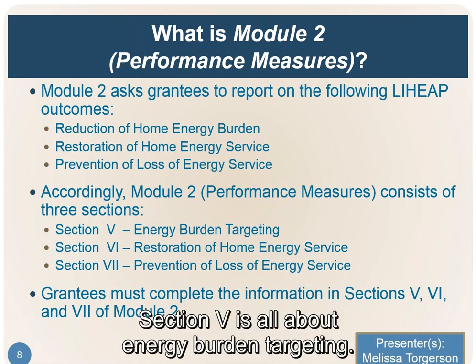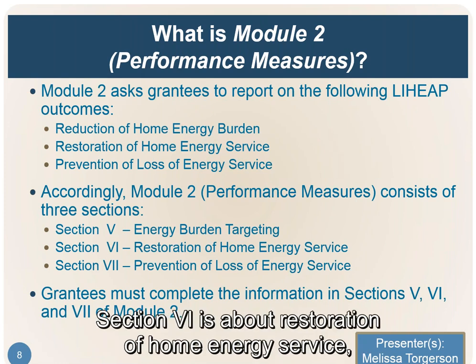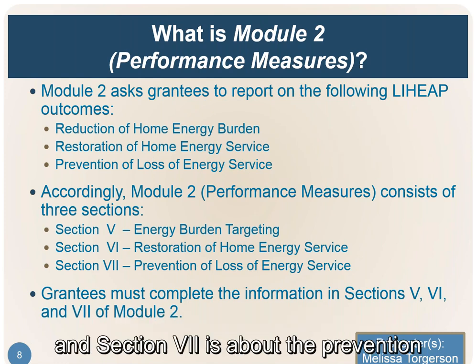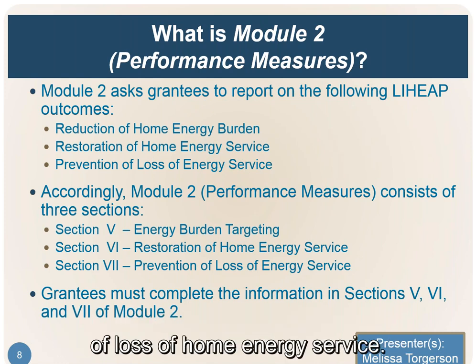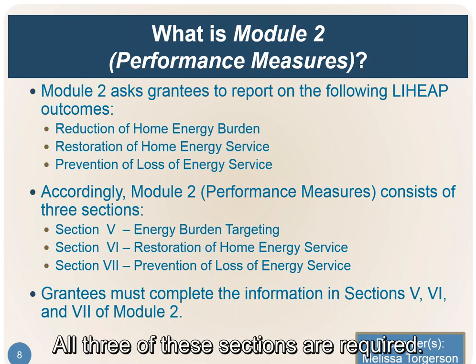Section 5 is all about energy burden targeting. Section 6 is about restoration of home energy service. And Section 7 is about the prevention of loss of home energy service. All three of these sections are required.